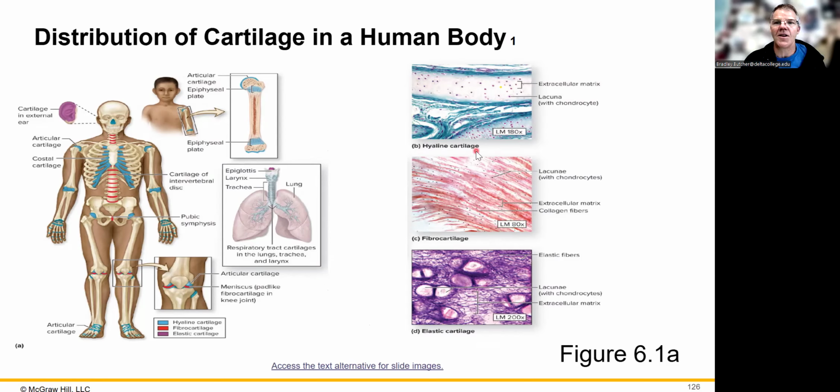You have the hyaline cartilage with a larger extracellular matrix. You find this around the trachea. Fibrocartilage, you can see in here some lacunae with chondrocytes, and you have more of those collagen fibers in there, providing that flexibility and strength. And then the elastic cartilage, where you have more of these elastic fibers, providing more of that flexibility.